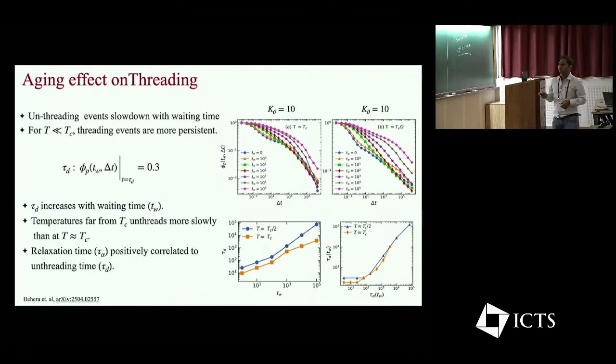We plot it for two different temperatures. If you are working closer to the transition temperature, you don't see much deviation from the curve. Only at higher Tw do you see that it deviates slightly. But if you go much below the transition temperature, the threading and unthreading events slow down further and further. That indicates that threading interactions are more and more persistent as you go deeper into the glassy state.